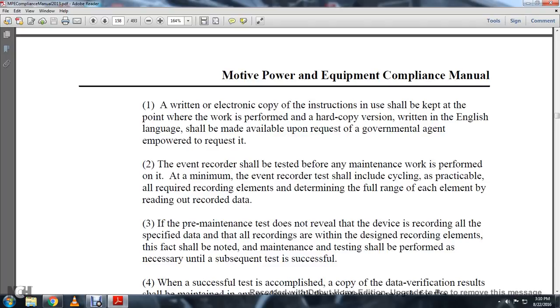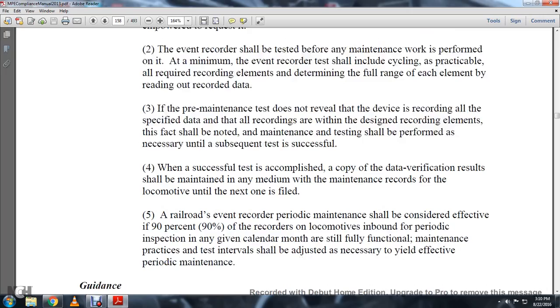1. A written or electronic copy of the instructions shall be kept at the point where the work is performed, with a hard copy version written in the English language made available upon request of any government agency empowered to make the request. 2. The event recorder shall be tested before any maintenance work is performed on it. The minimum test of the event recorder shall include cycling, as practicable, all recorded elements and determining the range of each element and reading out the recorded data.